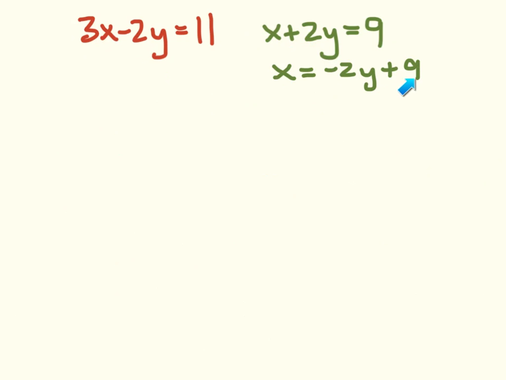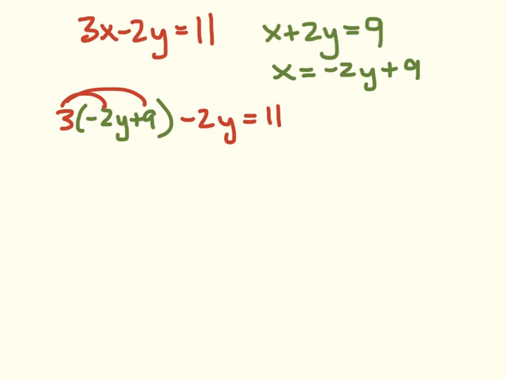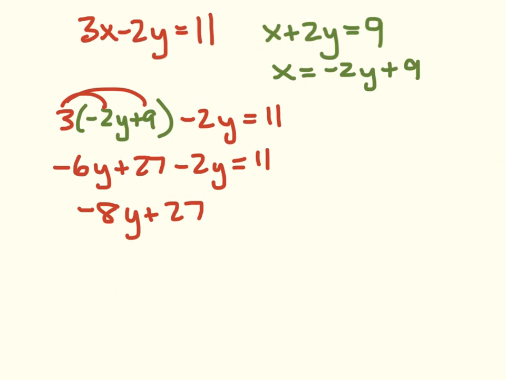Now that I know what x equals, I can replace the x in the other equation with this. So I can say 3, now I'm replacing the x with negative 2y plus 9, minus 2y equals 11. Distribute the 3 and then combine like terms. So negative 6y plus 27 minus 2y equals 11. I'm going to combine my like terms. Negative 8y plus 27 equals 11.